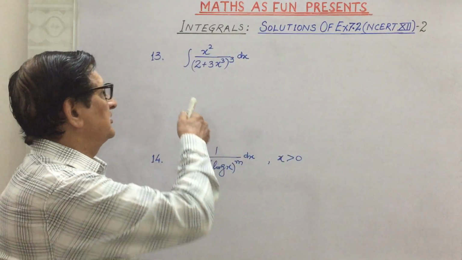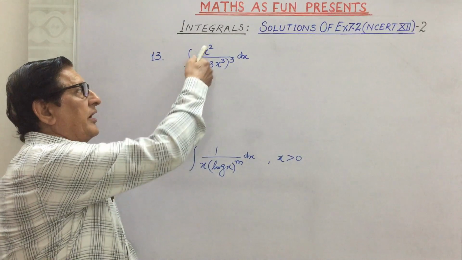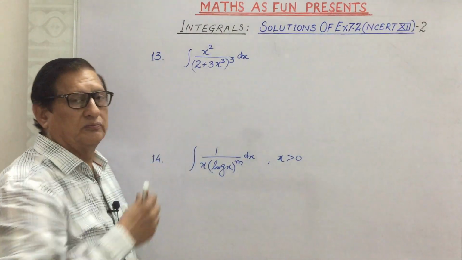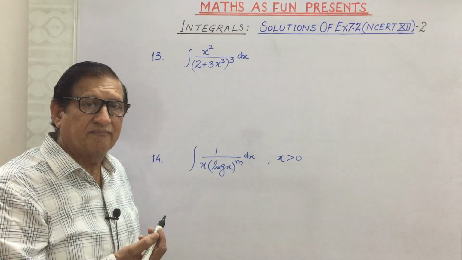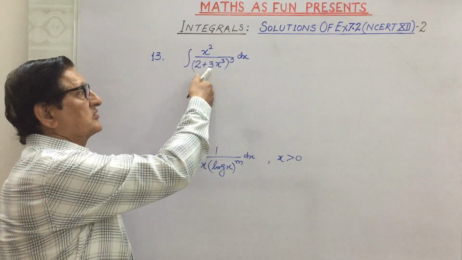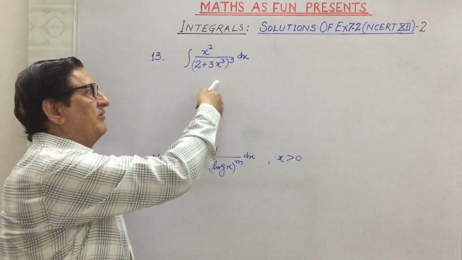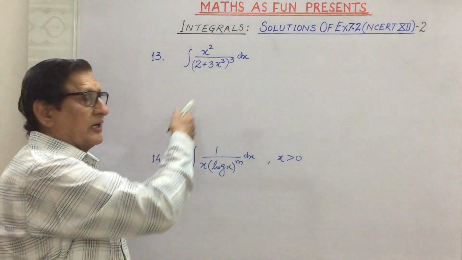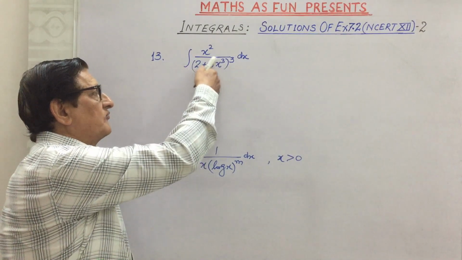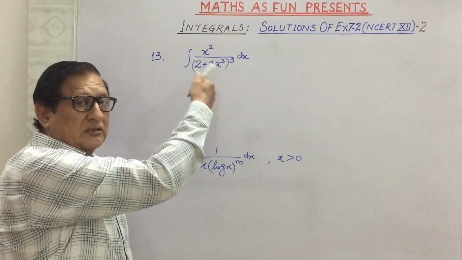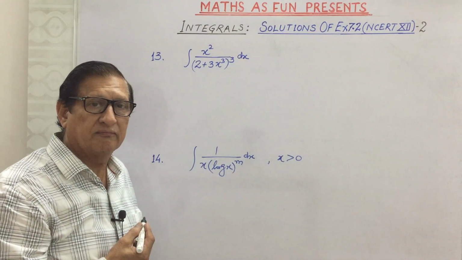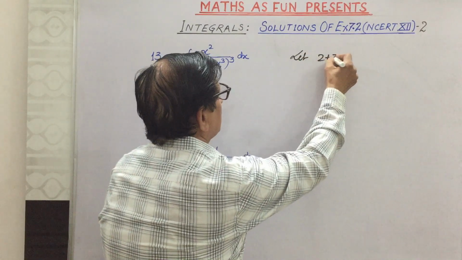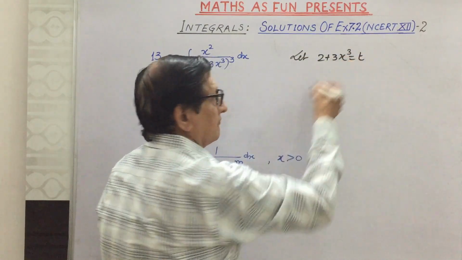And question number 13 here is integral of x square upon whole cube of 2 plus 3x cube. What is to be considered as t? Here we find that 2 plus 3x cube. We know the derivative of x cube is 3x square and derivative of 2 is 0. It means if we consider this particular function as t, then the integral will become easy. And we are doing that. Let 2 plus 3x cube equal to t.